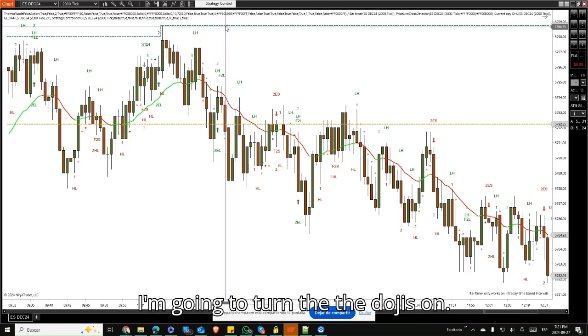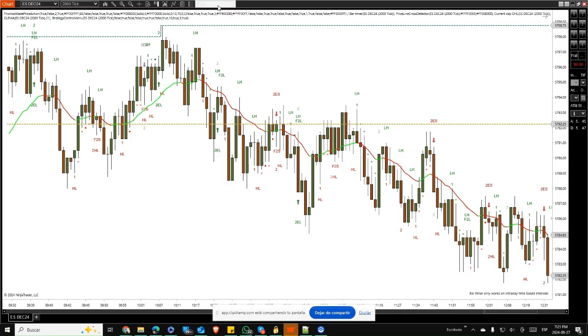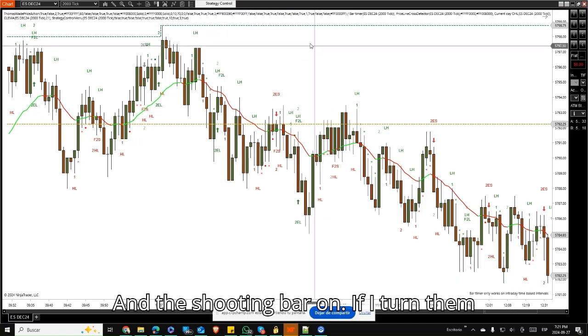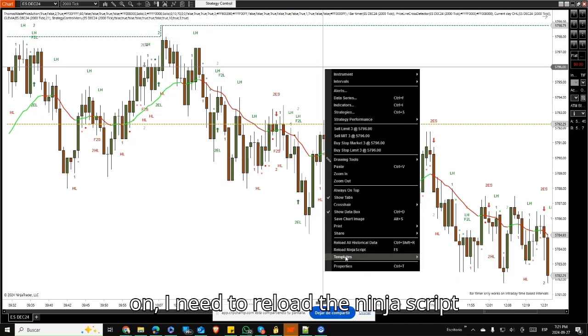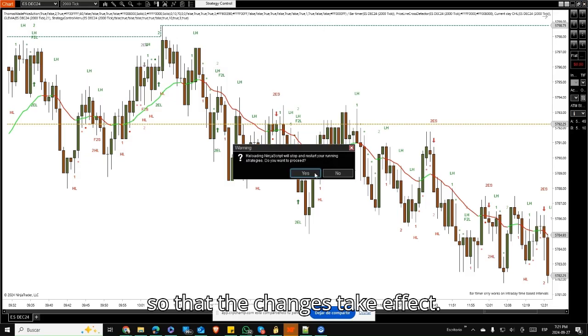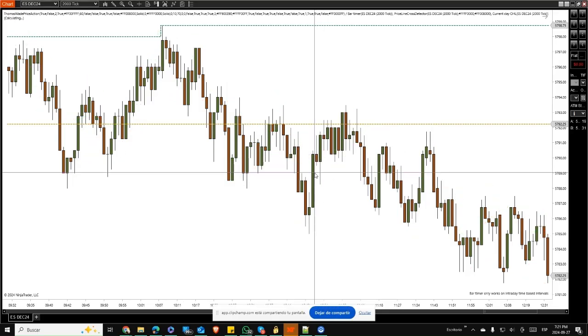Anyhow, I'm going to turn the dojis on and the shooting star on. If I turn them on, I need to reload the NinjaScript so that the changes take effect.